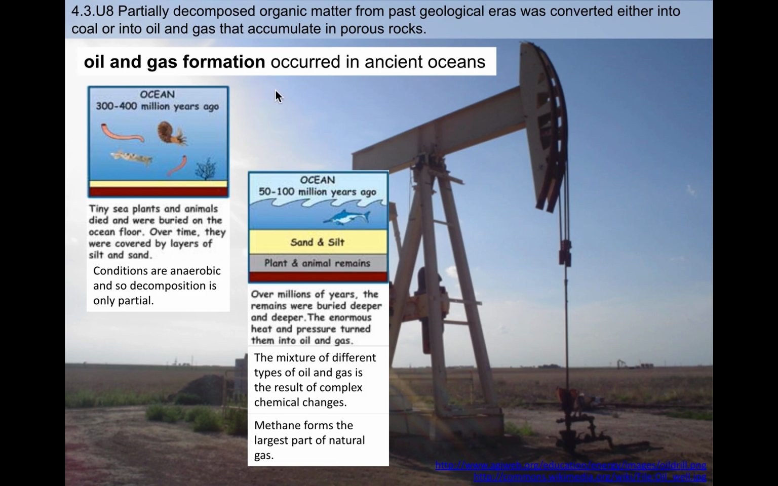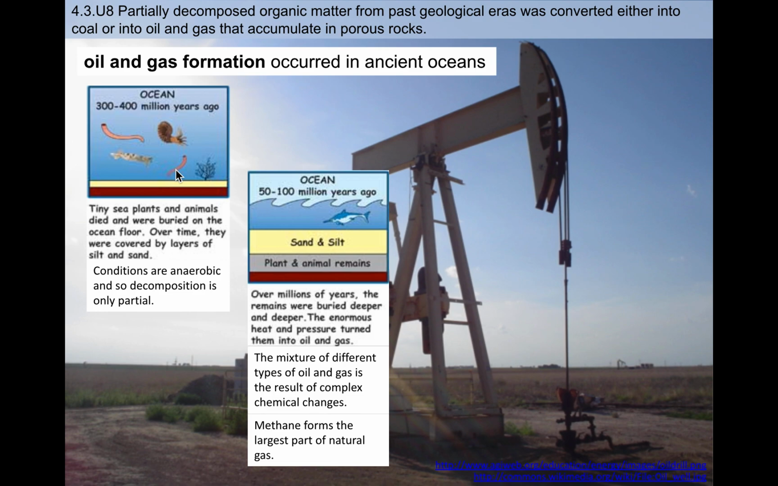Two other fossil fuels are oil, coming from petroleum, and then natural gas formation, and they usually are found around each other. So anytime you're seeing a device like this, which would be drilling for oil, you're going to be finding natural gas collections around it. So oil and gas formations occurred in ancient oceans. So here you can see this about 300 to 400 million years ago.